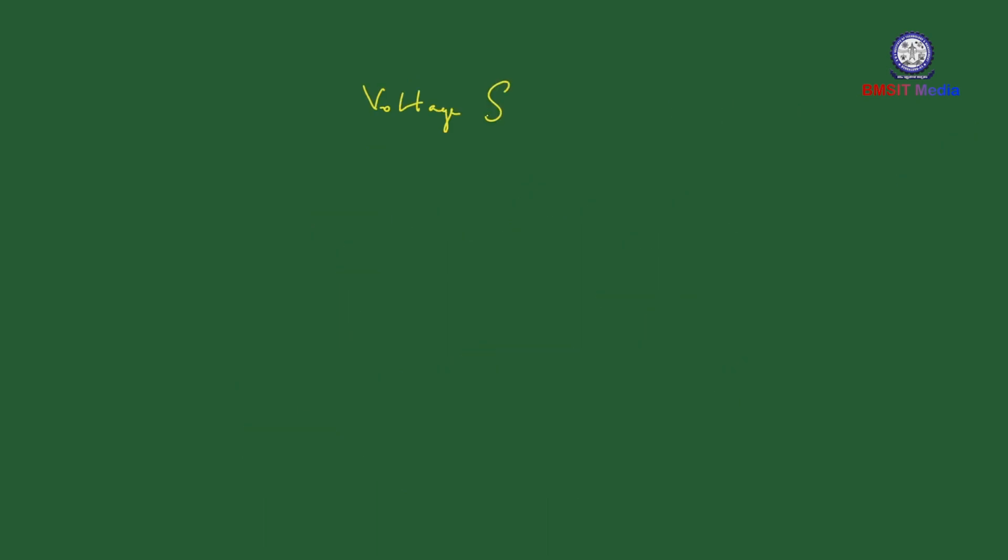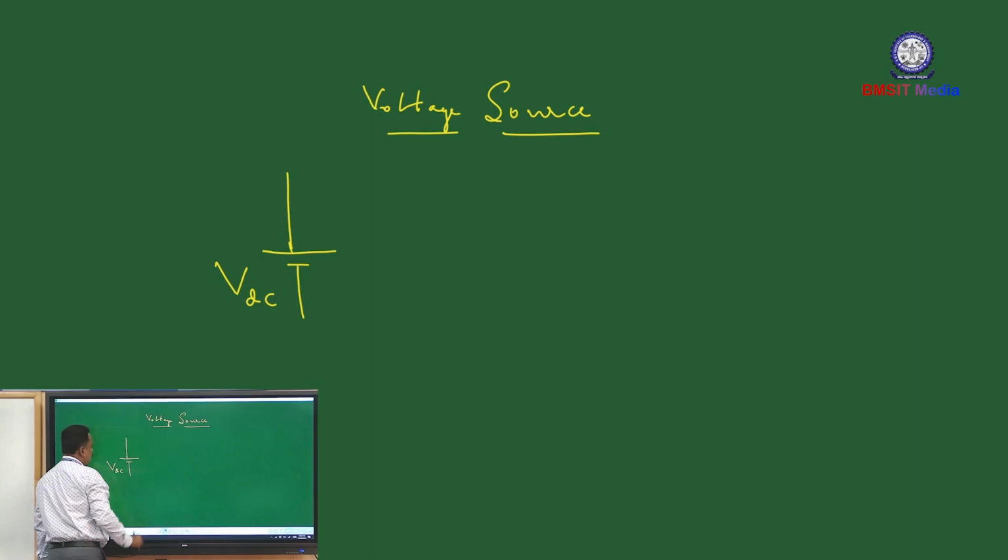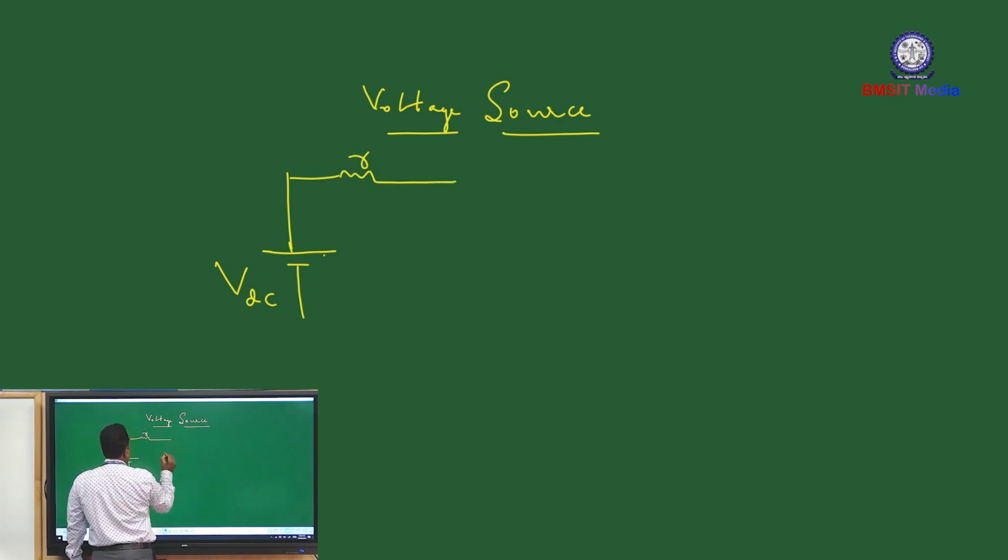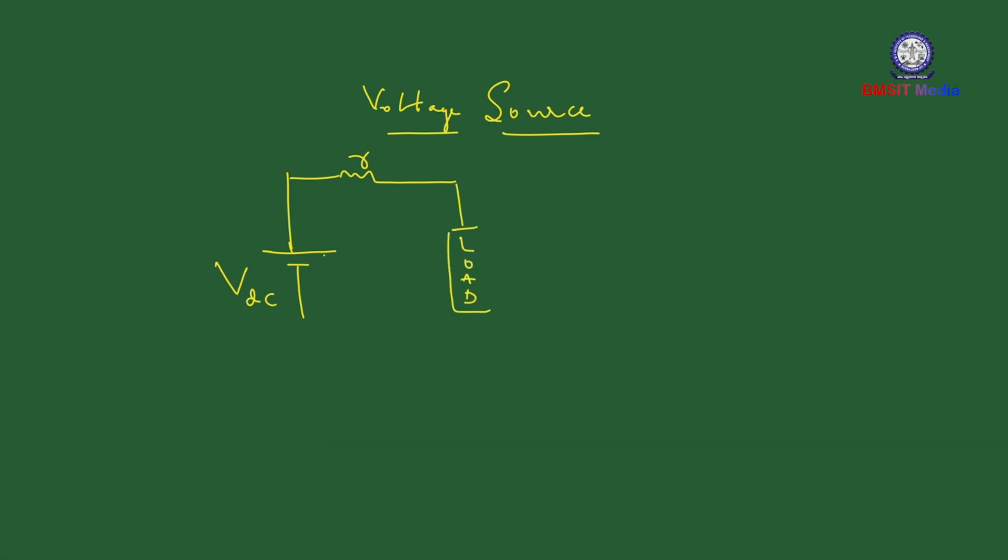So, coming to voltage sources. This is the voltage source. It has some internal resistance, and you have a load here. This is called the internal resistance.